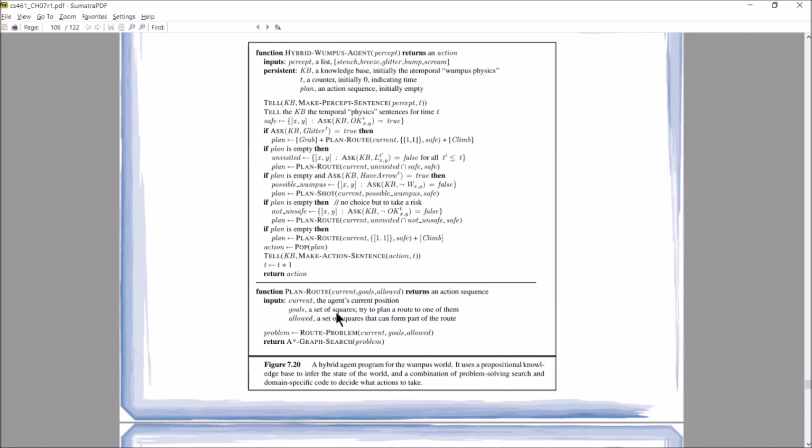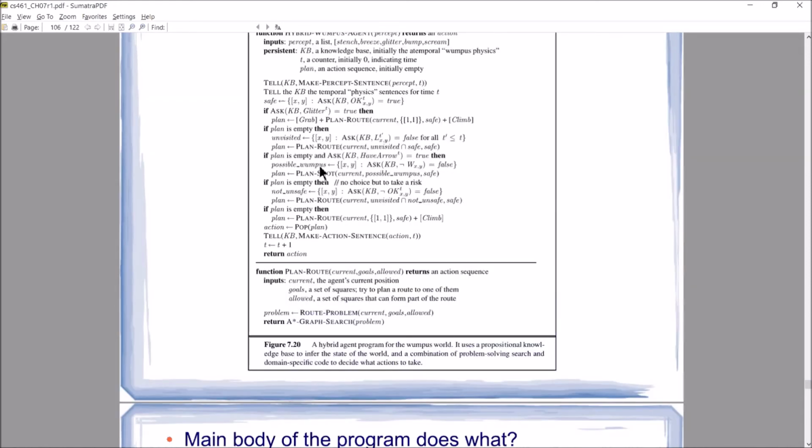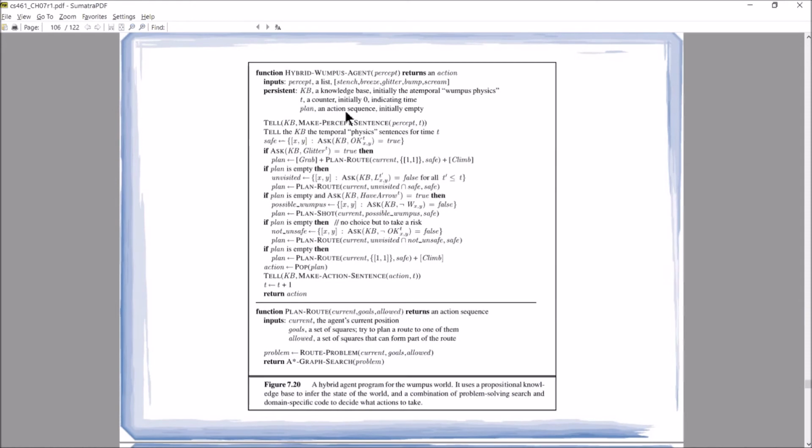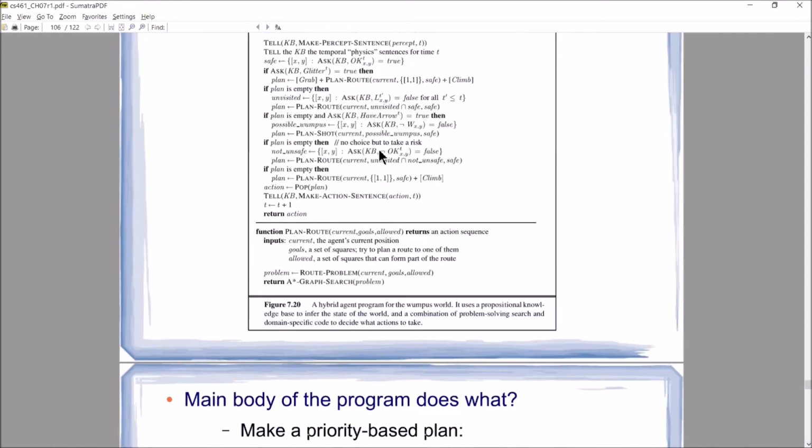The inputs: current, the agent's current position; goals, a set of squares. We want to get to one of those squares, right? You saw when I was going through that first if, there's 1, 1, that's where we want to go to. And then allowed, a set of squares that can form part of the route, any square that's safe, okay? This thing uses the A* graph search to build the route. There are all those different elements to it, and I'll let you go through all the different pieces on your own, but I just wanted to highlight a few things to get you oriented, okay?